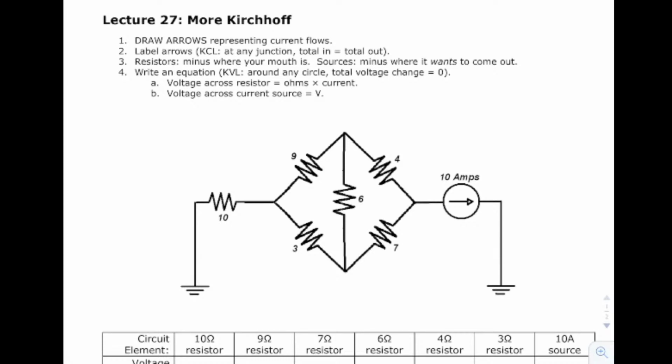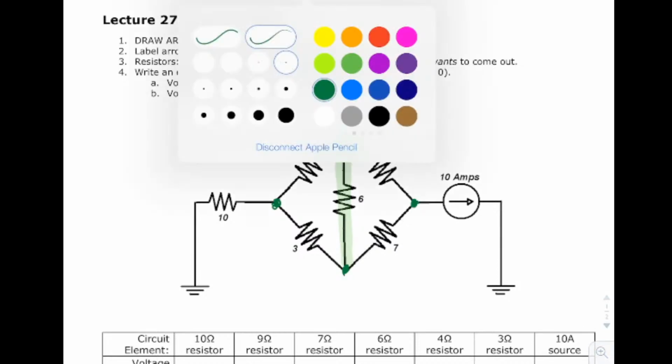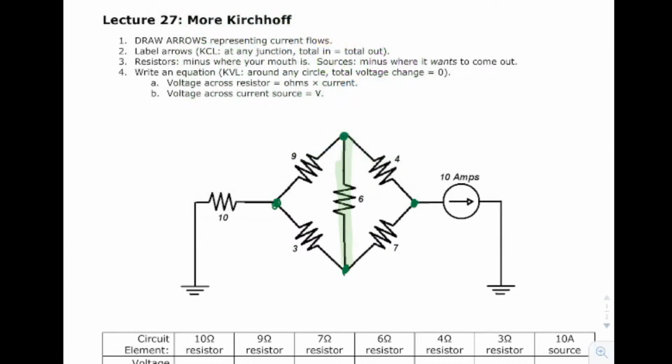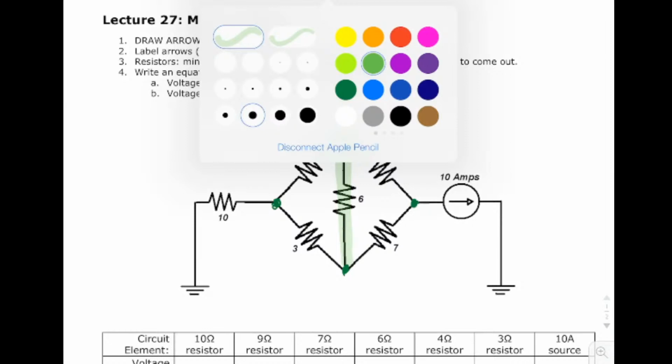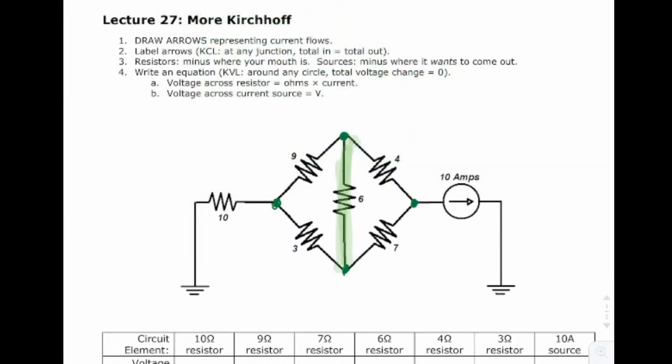Well, there's a branch right in the middle, right? That counts as one branch. Branches go between junctions, basically. So wherever you have junctions, where wires are coming together, where you imagine that there's solder, that's a junction. So because of that, not only is this a branch, but there's another branch. Here's another branch. Here's another branch. Here's another branch. So that's 1, 2, 3, 4, 5 branches so far.